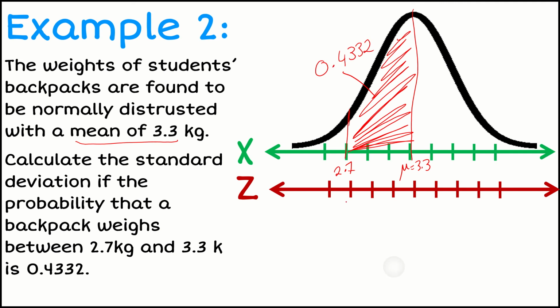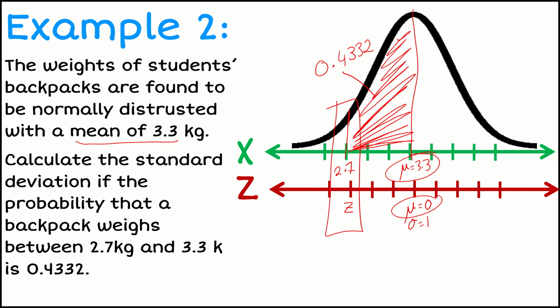Okay, so I want to find the equivalent Z value. I know the equivalent Z value here has a mean of 0 and standard deviation of 1. So the mean of 3.3 kilos is equivalent to the mean of 0. So I know that equivalent point. I need to find the equivalent point for the 2.7. So I need to find this equivalent.